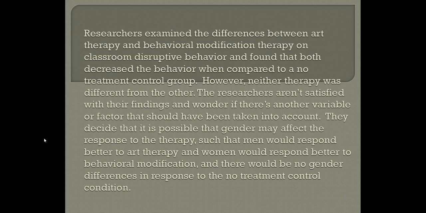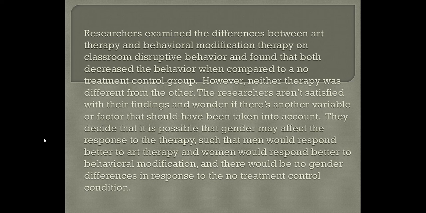Alright, so let's move forward with a slightly more complicated hypothetical example. Let's say researchers examine the differences between art therapy and behavioral modification therapy on classroom disruptive behavior, and found that both decreased the behavior when compared to a no treatment control group. So our independent variable will be treatment type. So we have a control group, we have a behavior mod, and we have art therapy. The outcome, the dependent variable, is classroom disruptive behavior.